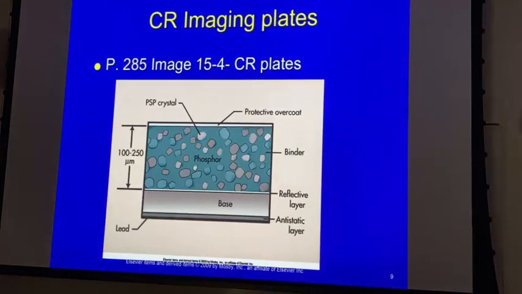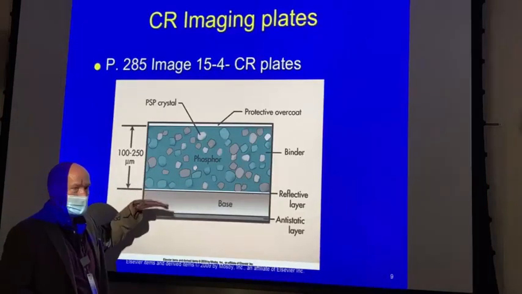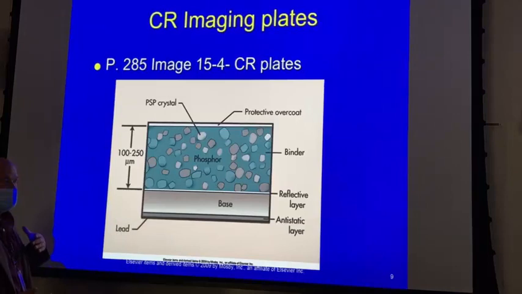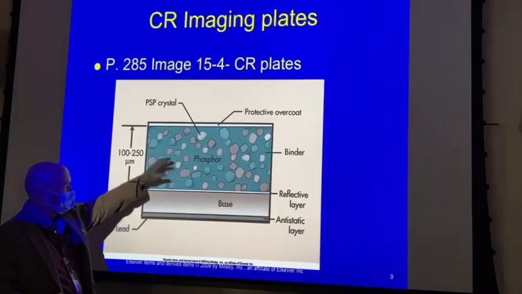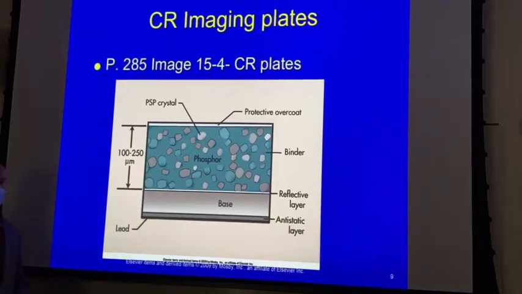We talked about the CR imaging plates, and we talked about what causes a loss of spatial resolution. That was the size of the phosphors, and a reflective layer created a loss of resolution. So in the CR imaging plates, how we got the best resolution was with small phosphors and a thin phosphor layer. Unfortunately, that came with a reduction in speed. So what that comes with is an increase in patient dose in order to get that exposure back to the image receptor.